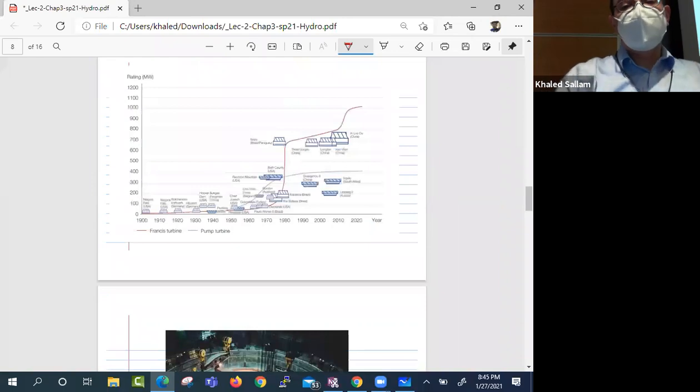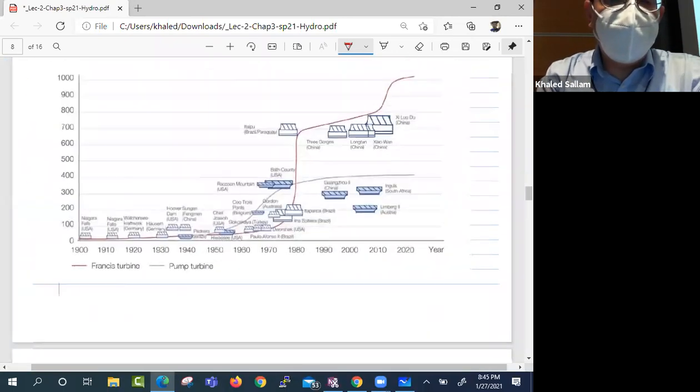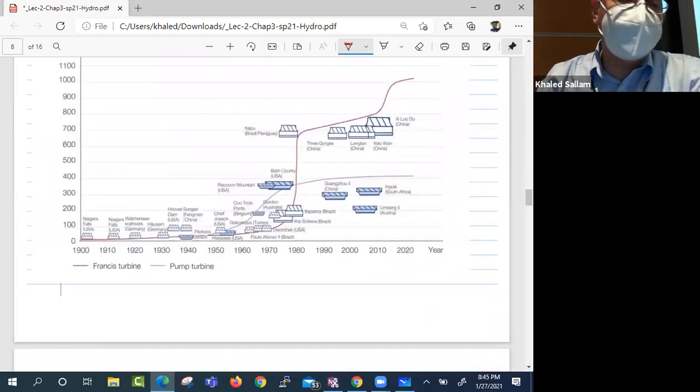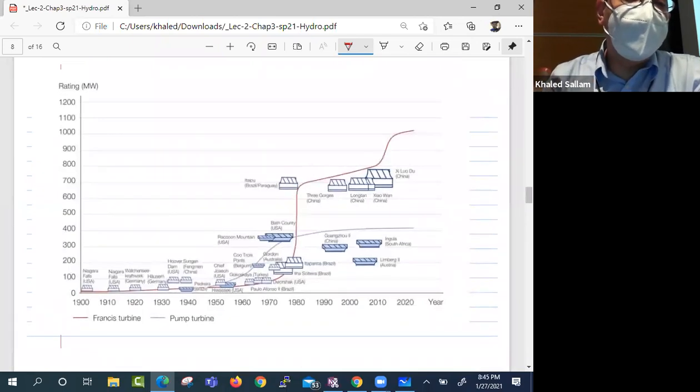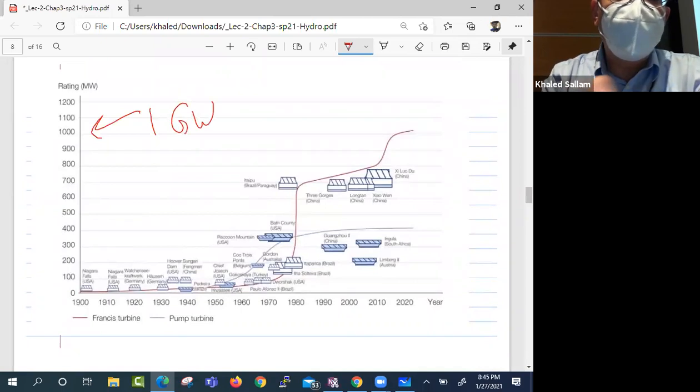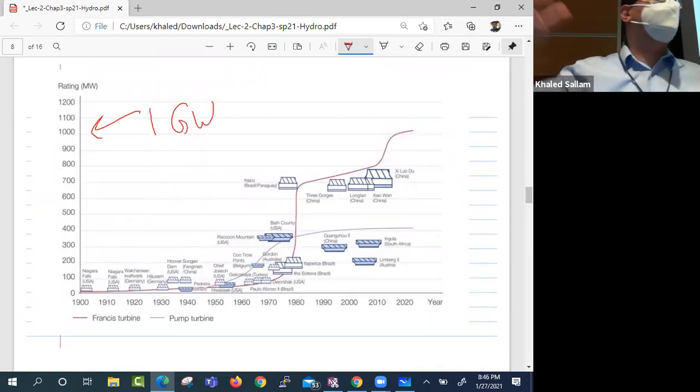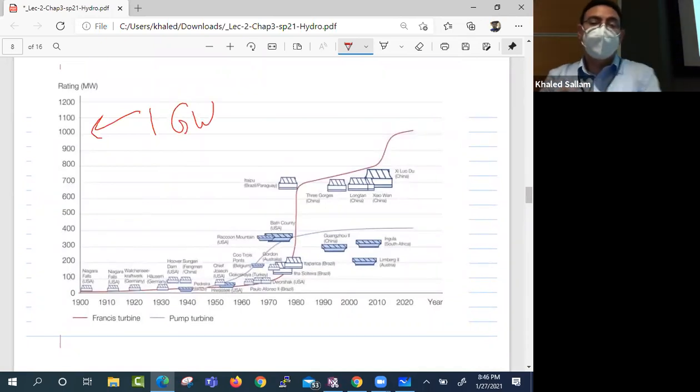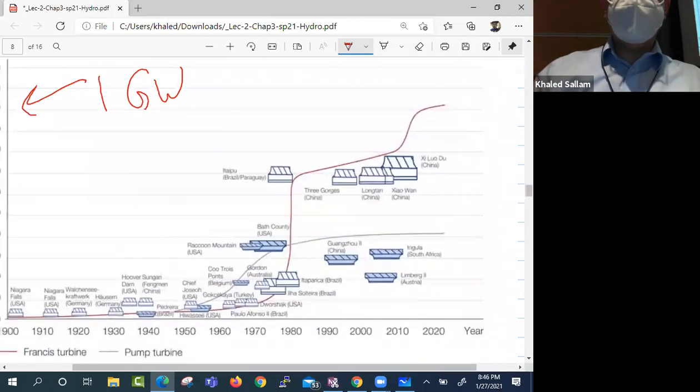All right. So this graph is showing you how much power one should expect. This is the power in megawatt. So that means 1,000 megawatt, that's 1 gigawatt. One turbine, one runner can give you 1 gigawatt. Okay? How is that possible?